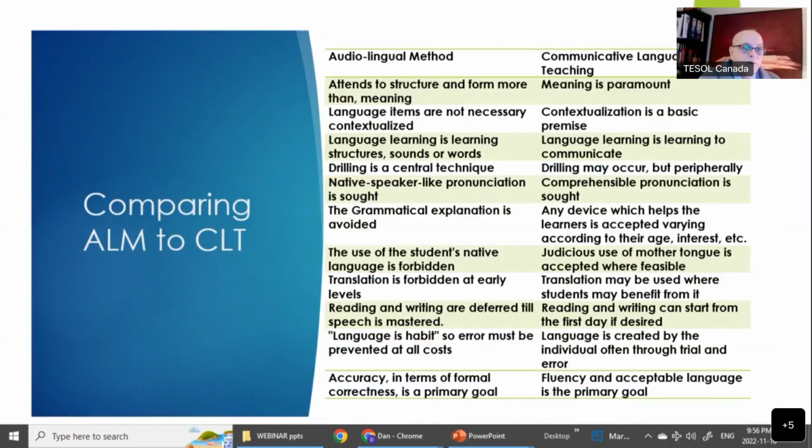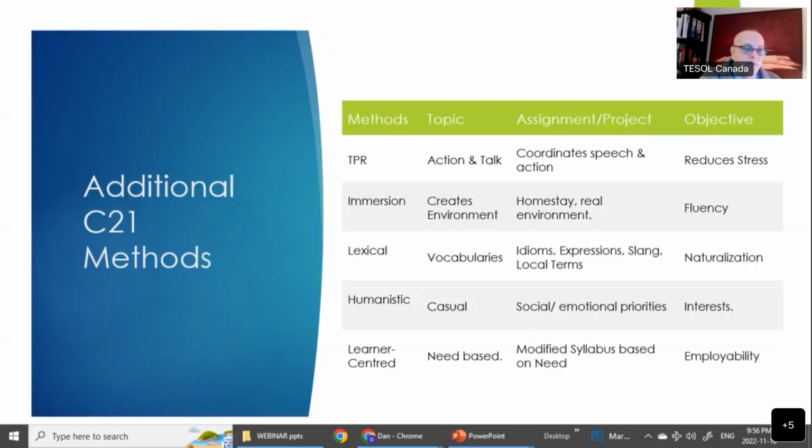And this point right here is very key. Any device which helps the learners is accepted, varying according to their age, interest, etc. So from all of these different methodologies that exist, pull the best points out and use them and apply them, and you have functionally the communicative language teaching approach.